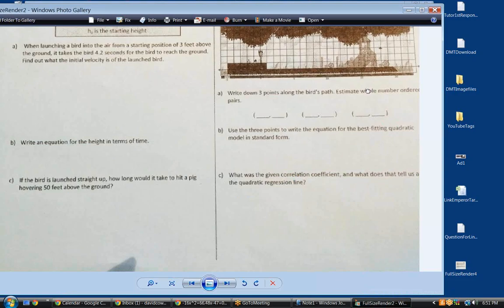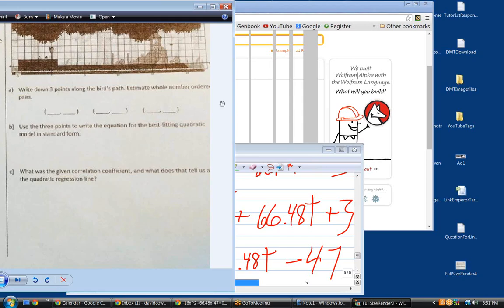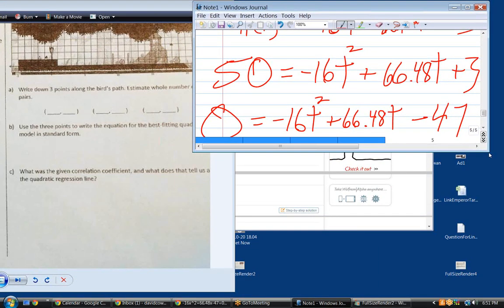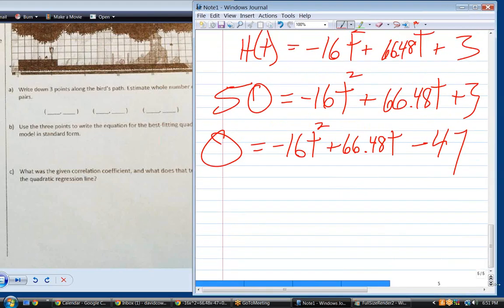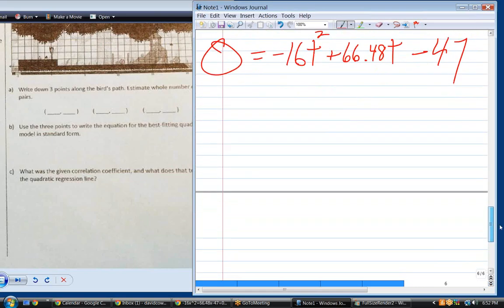So now shall we go to 6? Yeah. Okay. Write down 3 points along the pig's path. Estimate whole number ordered pairs. Thank goodness. As far as I'm concerned, that's the worst part of this lesson, is putting all these ridiculous numbers in it. That just makes it hard and boring. I mean, why can't they use numbers like 2, 3, 4, 6, 8? And then we understand what's going on. But to do it with these crazy numbers.